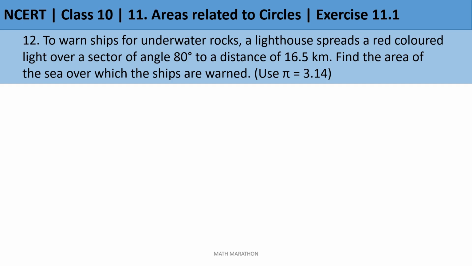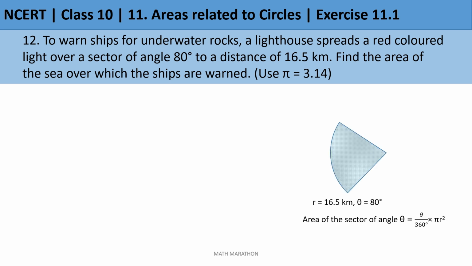To warn ships for underwater rocks, a lighthouse spreads a red-colored light over a sector of angle 80 degrees to a distance of 16.5 kilometers. Find the area of the sea over which the ships are warned. Use pi is equal to 3.14. I have drawn a diagram showing the area of the sector formed by the light from the lighthouse. Area of the sector is equal to theta by 360 multiplied by pi r square.